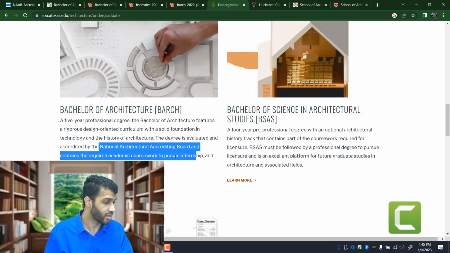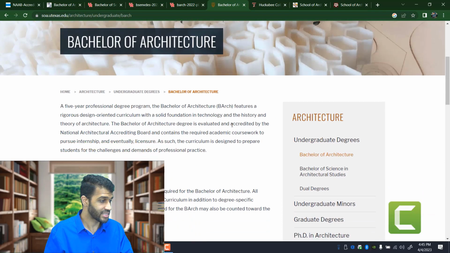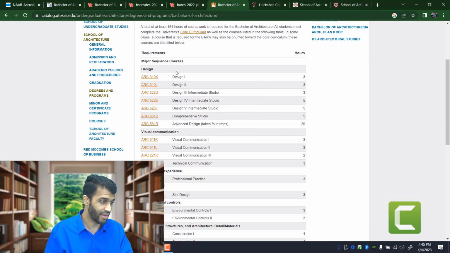That's a NAAB accredited program here, and that's 5 years. Let's go ahead and click, and let's look at my degree requirements. If you look at the degree requirements here, again, we have this issue. That's first semester, second semester, third semester, fourth semester, fifth semester, and then a comprehensive studio. That's 3 years already right there.